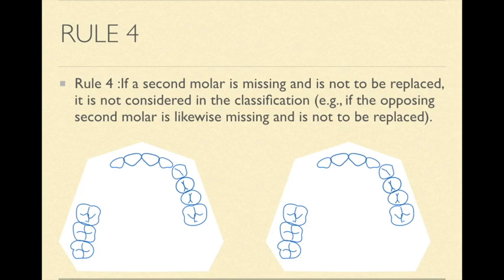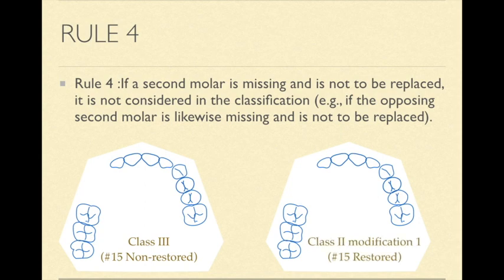And how about if we are missing the second molar? Rule 4 says if a second molar is missing and you are not ready to replace it, then you also will not be considered in the classification. So look at here. If we do not restore the second molar, tooth number 15, the edentulous area just happens on the right side. So that's class 3. However, if you are saying that I'm going to restore tooth number 15, what happens?